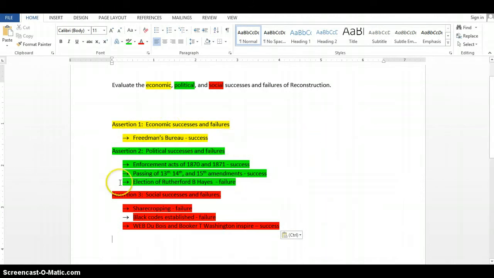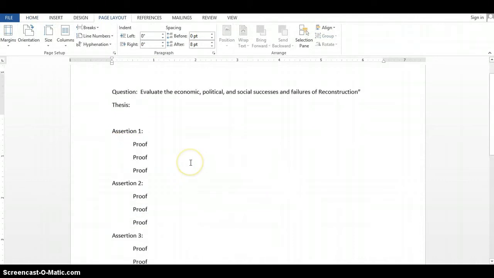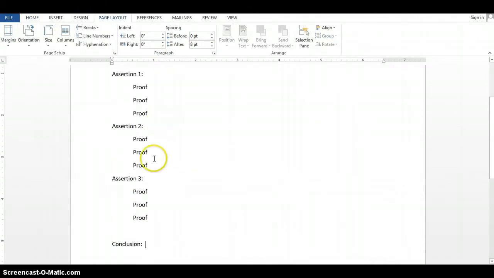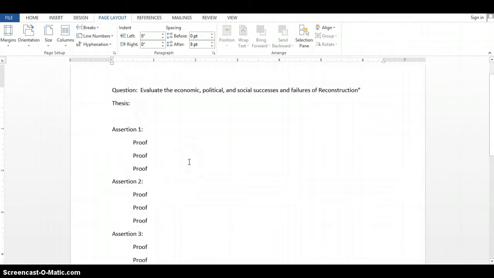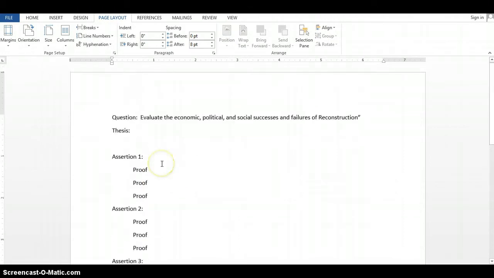And so now we've organized our successes and failures into 3 different assertions, which then you can ultimately go to your planning document, and you can go through and just copy and paste, essentially. And then all you have left to fill in is your thesis and your conclusion, and then you are done. But I'd like to go back to this page here.